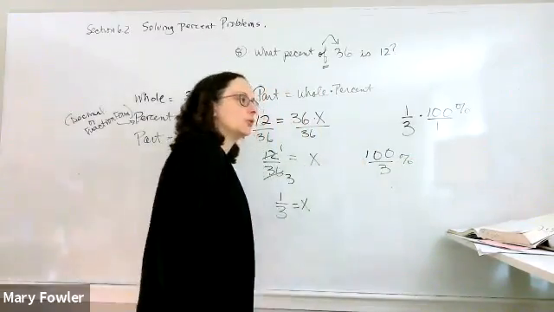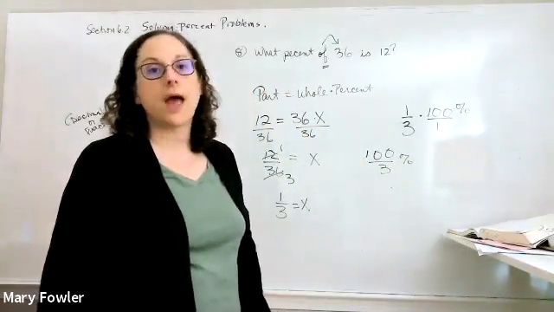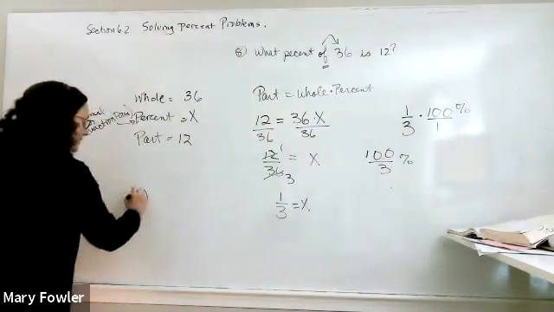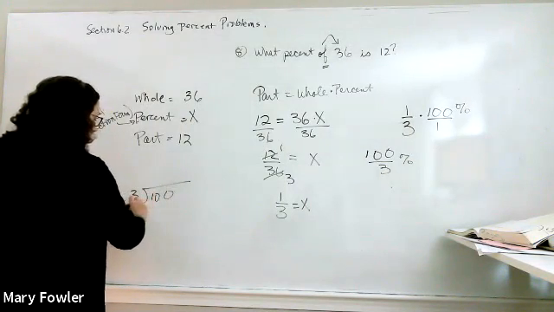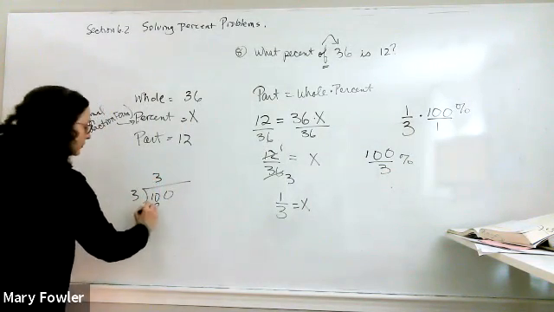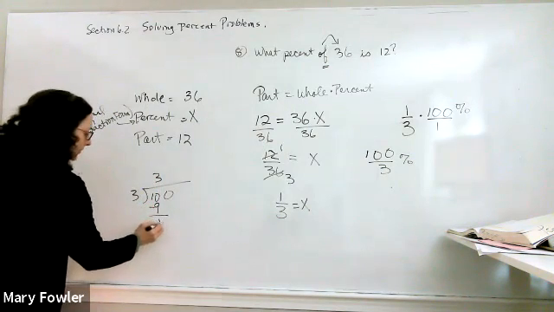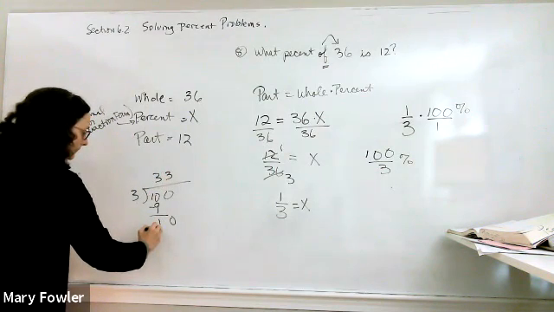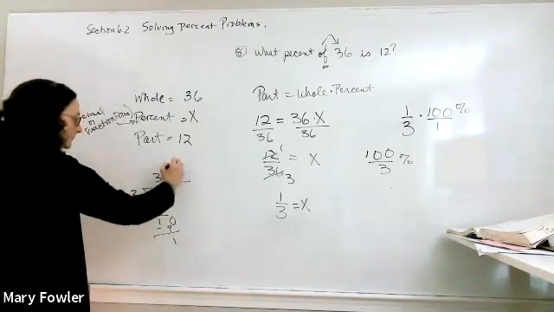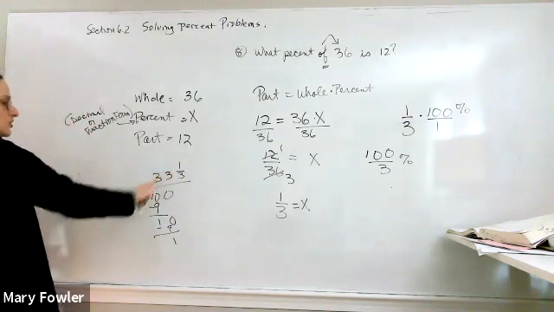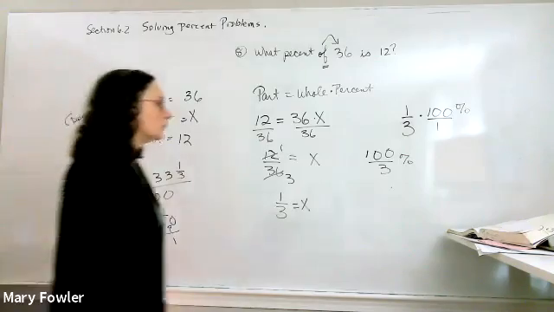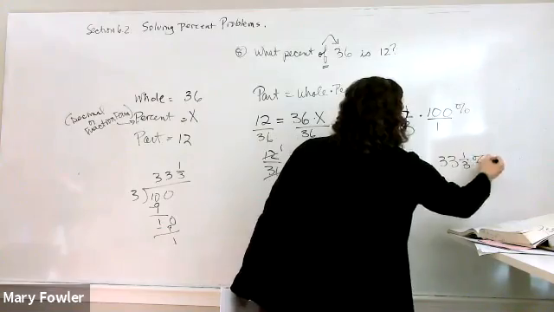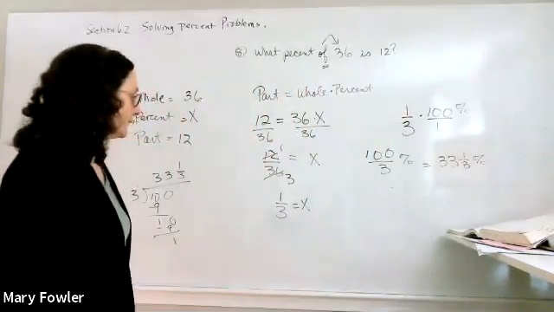And we can re-express the 100 over 3 as a mixed number. And to do that, we want to see how many times 3 goes into 100. You're going to want to work through this long division problem. So 3 goes into 100, 33 1/3 times. So this is 33 1/3%.